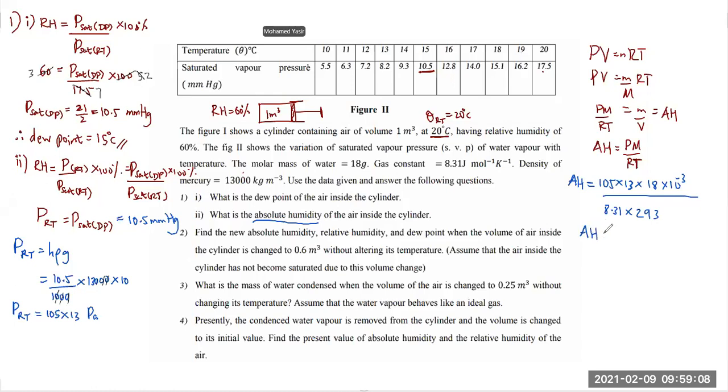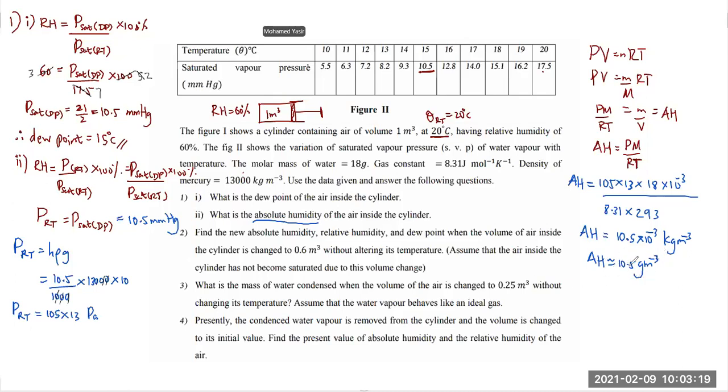Therefore, absolute humidity, we have to find the final value after simplifying this. When you simplify it, finally we are getting our answer around 10.5 into 10 to the power minus 3 kilograms per meter cube in SI units. If not, you can say AH is approximately 10.5 gram per meter cube.